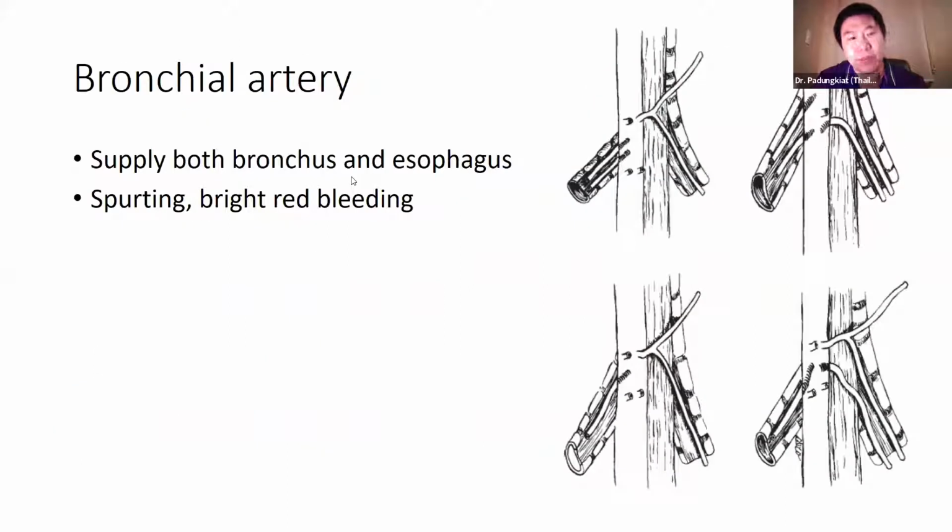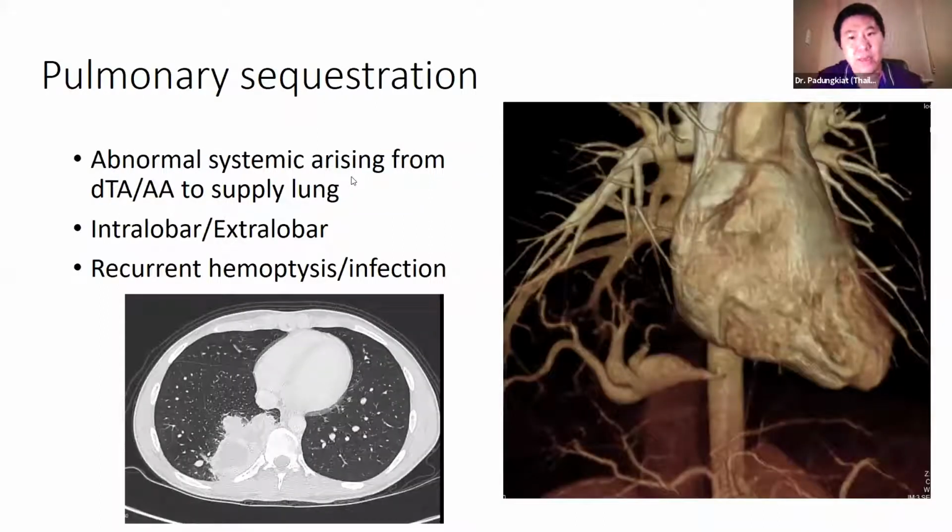All right, next is the bronchial artery. It supplies both bronchi and esophagus. Normally you can injure it during the lymph node dissection, but it's not a very big deal. Mostly you have one on the left, two on the right, or sometimes two on the left, two on the right. It has some anatomical variation.